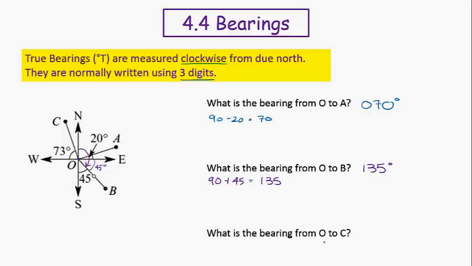Okay, what is the bearing from O to C? Again, starting from O, and now we're going to C, all the way up in this direction here. That means we need to go from north all the way around here. You can tell that that angle is going to be pretty big. It's almost a full circle, almost 360 degrees. From north all the way to west is 270 degrees, and then we need to add this 73 degrees here. So we've got 270 plus 73, which gives us a bearing of 343 degrees.